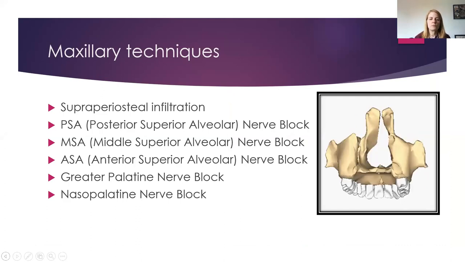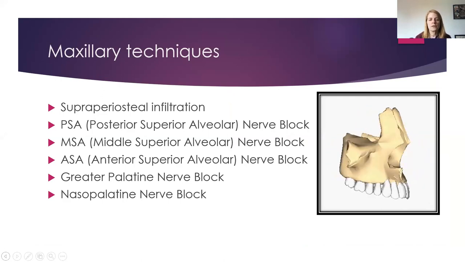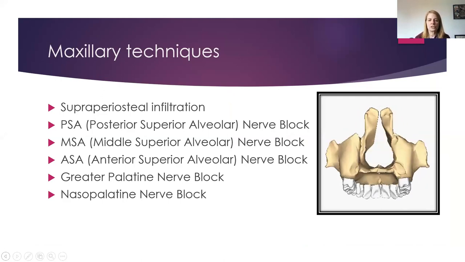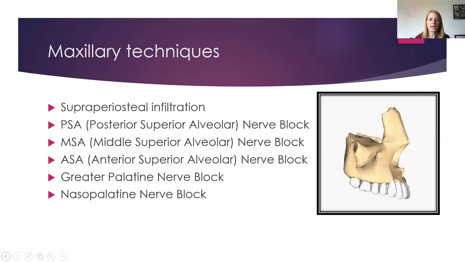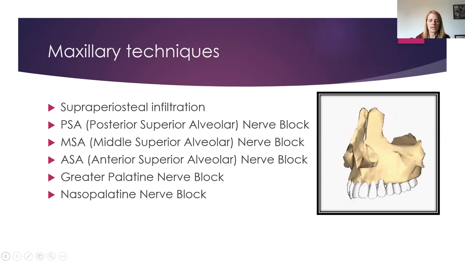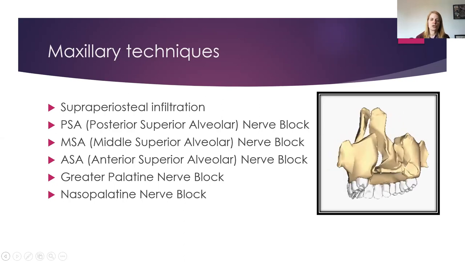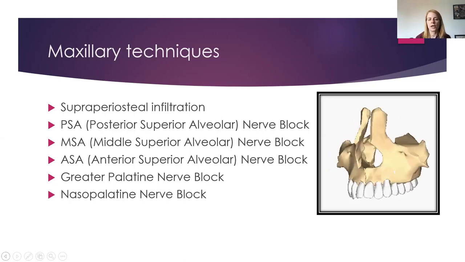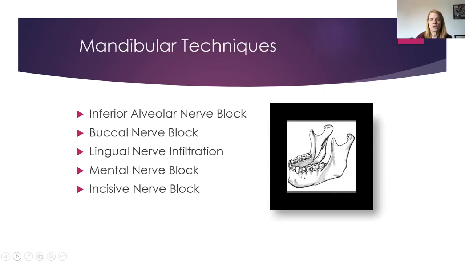the MSA or middle superior alveolar injection, which is the premolars and the mesial buccal root of the molars, and then our ASA injection, which is our anterior superior alveolar, which is our canine, lateral, and central, one on each side nerve block, and then our greater palatine and our nasal palatine, which are posterior hard palate and our anterior hard palate nerve block injections.